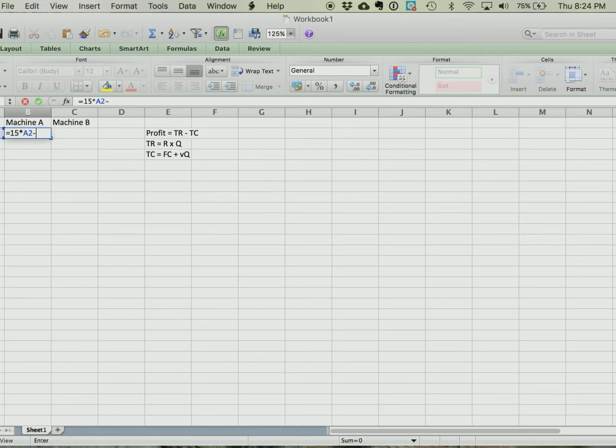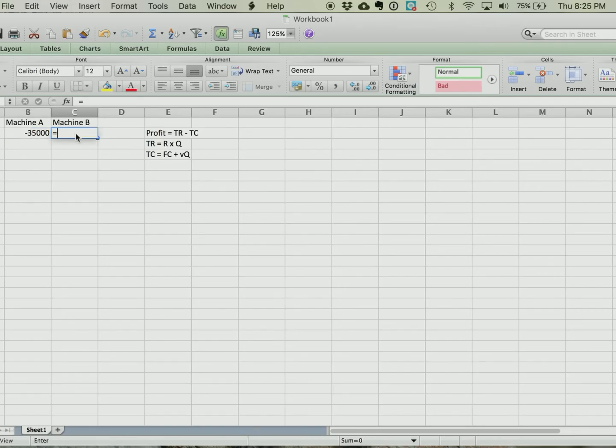Then we're going to subtract the fixed cost. The fixed cost for machine A was 40,000. Then we need to subtract, and remember, when you subtract the total cost, you have to apply that negative to both the fixed cost and the variable cost. So minus the $10 variable cost per unit times our quantity. Here we have total revenue of 15 times Q minus 40,000 minus 10 times Q. That's the formula we've created here. So at 1,000 units, machine A is losing money.